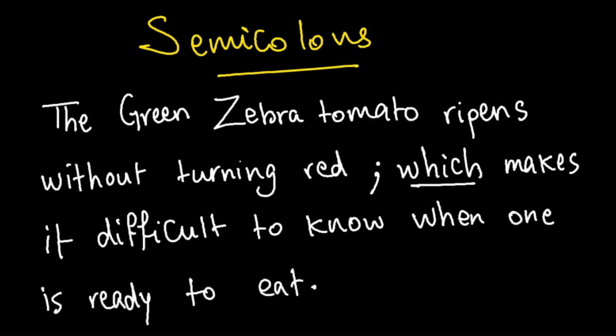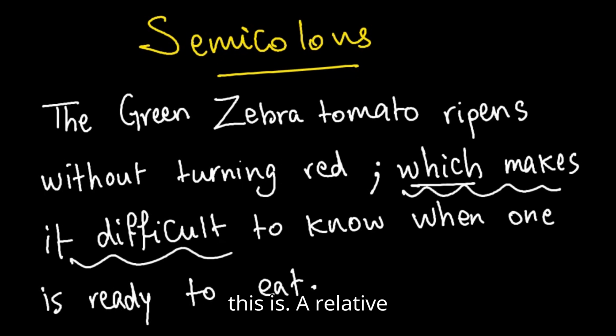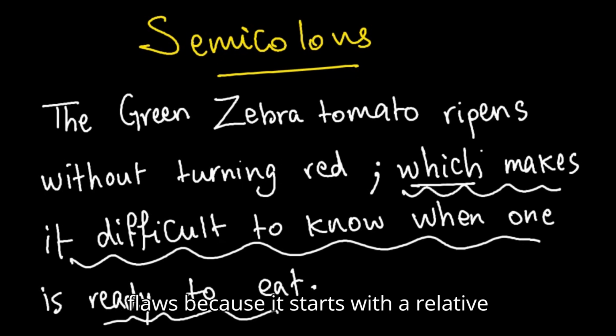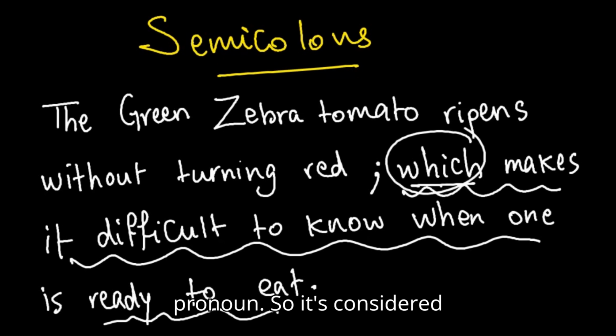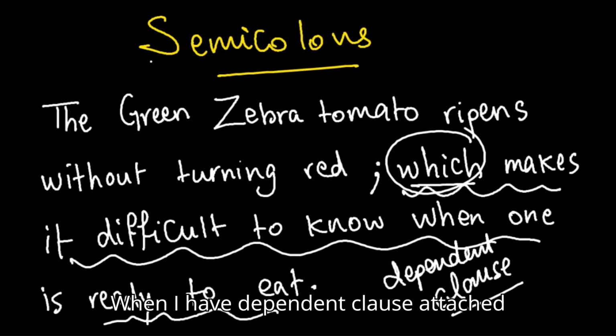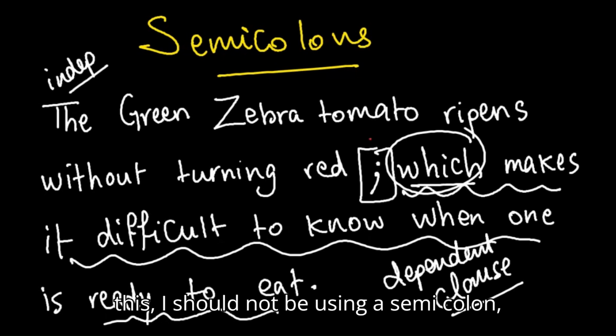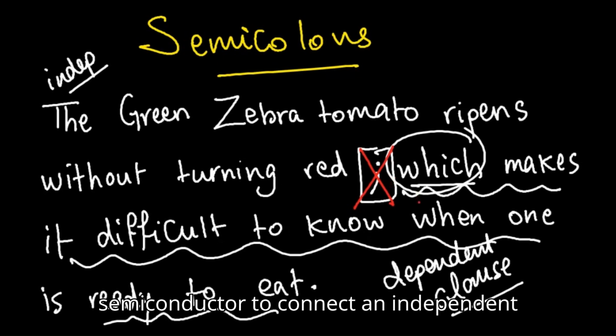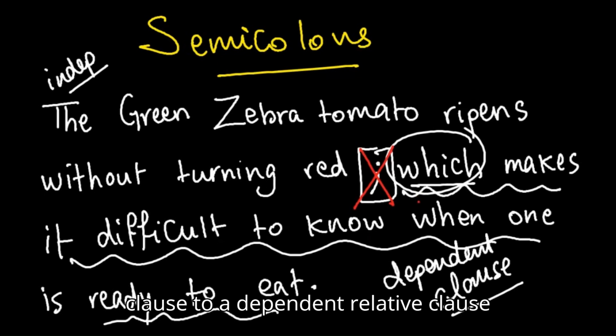As you can see, this is a relative clause because it starts with a relative pronoun. So it's considered a dependent clause. When I have a dependent clause attached to an independent clause like this, I should not be using a semicolon. I should actually be using a comma. So this version of the sentence uses a semicolon to connect an independent clause to a dependent relative clause, which creates a punctuation error.